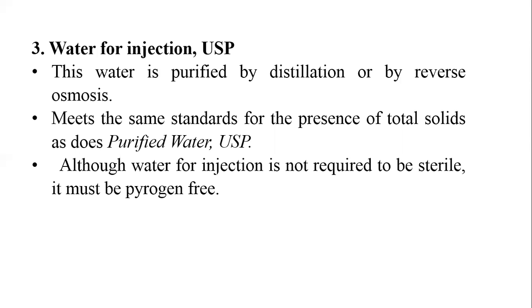That means water for injection USP differs from the previous type of water, which is purified water, in that it should be pyrogen-free, but it is the same as purified water for the amount of total solid. Also, this type of water is unlike the next type that I will discuss, which is sterile water for injection, in that it need not be sterile. It is only needed to be pyrogen-free.